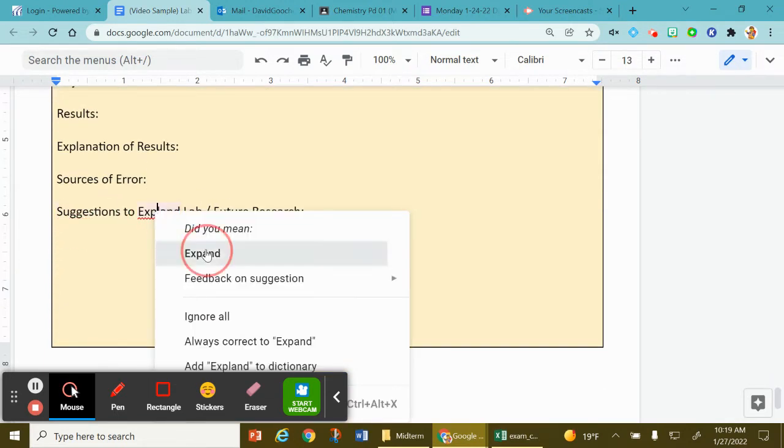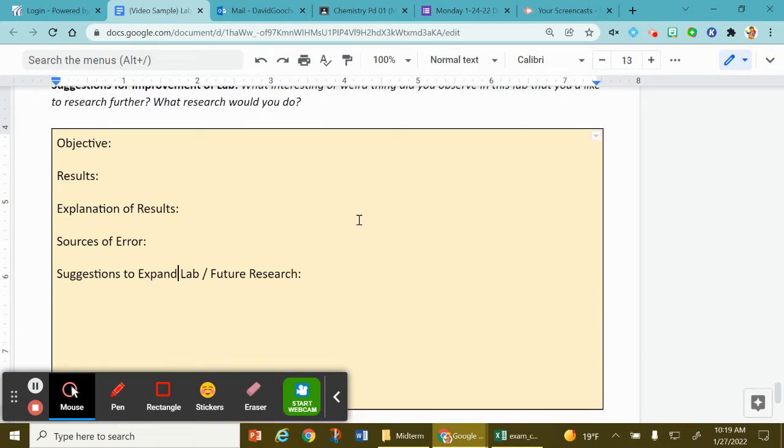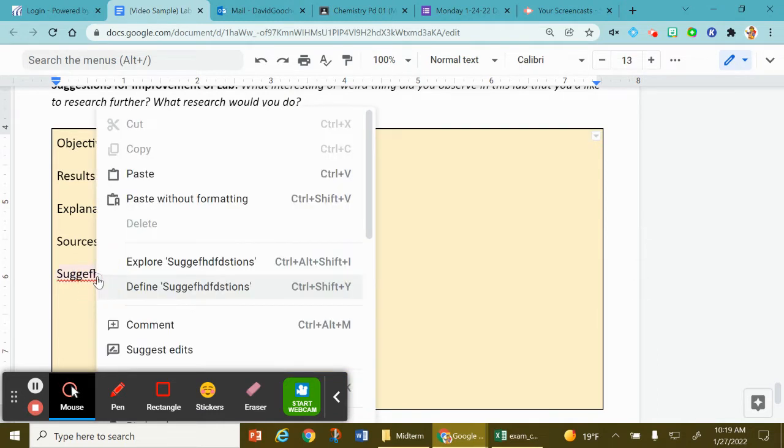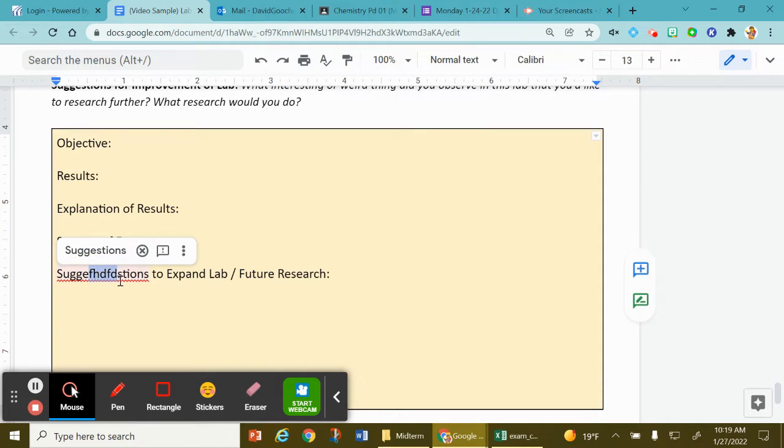Make sure that you spell check your lab. You go through and just check for punctuation and stuff. Again, if you misspell something, Google knows it. It spots it, so you can go and get it fixed. There it is, red squiggle underline. Let's just fix that. Suggestions. Thank you.